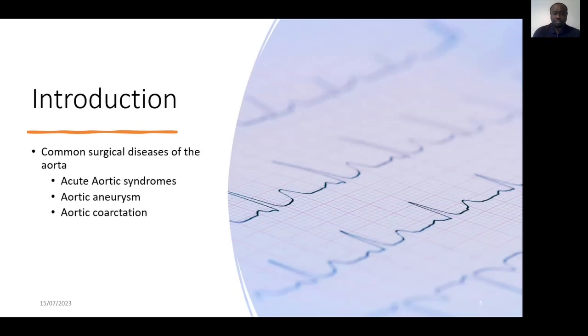So as surgeons, what we see mostly, in the order of how significant they are, if I put it that way, is the acute aortic syndromes. These are things you need to identify and manage as an emergency. Then we have the aneurysms, which we can manage electively in the cold light of day, and the coarctations, which are seen commonly in children or missed in adults.